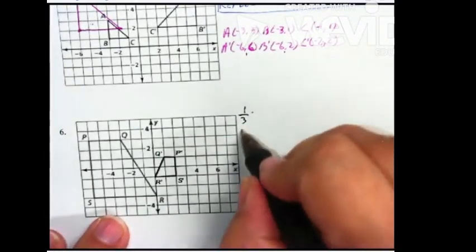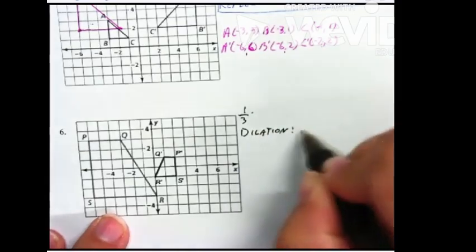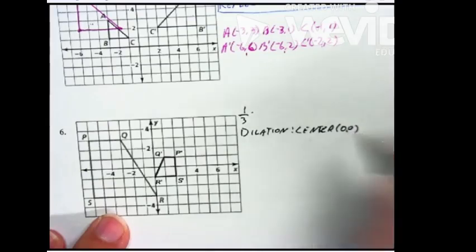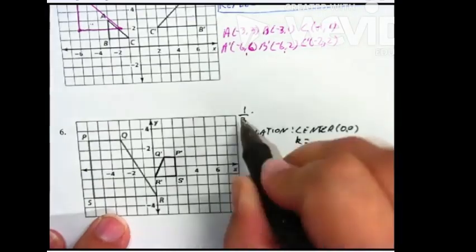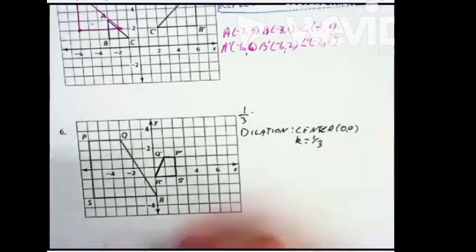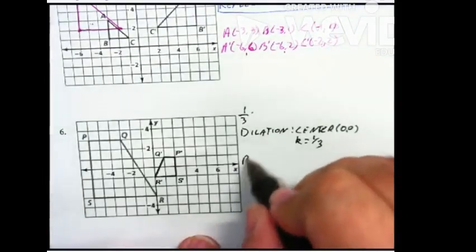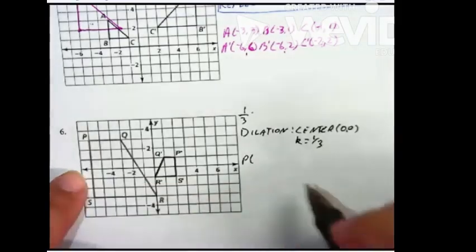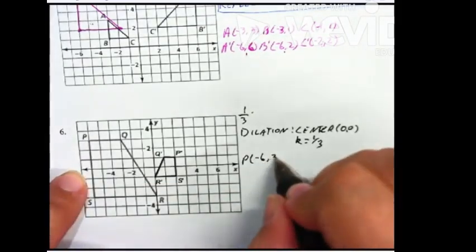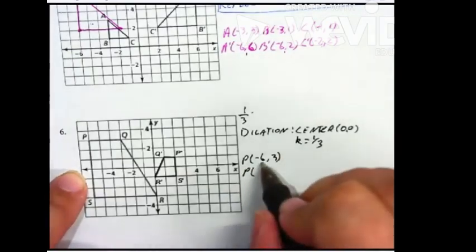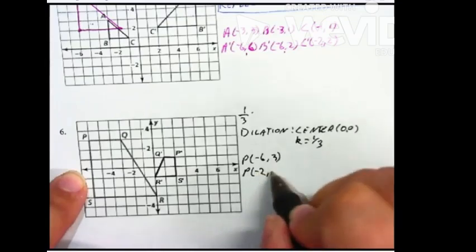So the first thing I want to do is to dilate. Center is going to be the origin, 0, 0. K is going to equal right there. That would be 1/3. So now I need to work this out. I'm going to take everything and divide it by 3. So I have P is currently at -6, 3. So P prime is going to be at 1/3 of -6 is -2, 1/3 of 3 is 1.